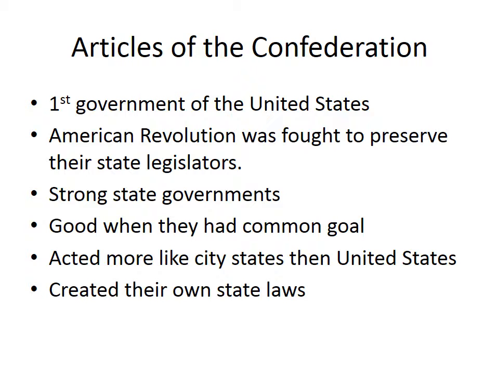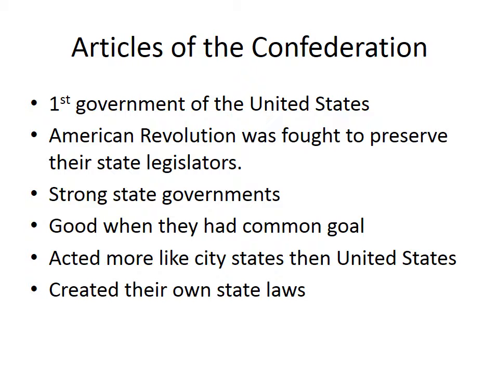There was something that came before it. Now, we know that the American Revolution was fought to preserve their state legislatures, right? They were upset because Britain was taxing them and not letting their own state parliaments do the taxing. So the Articles of the Confederation made very strong state governments because each state had their own legislature, had their own parliament. And so with the Articles of the Confederation, they wanted to preserve that.